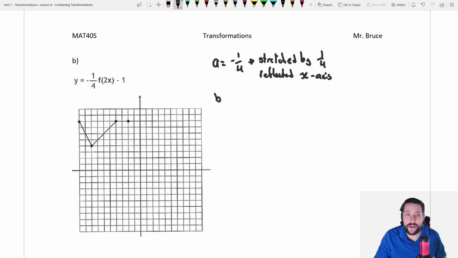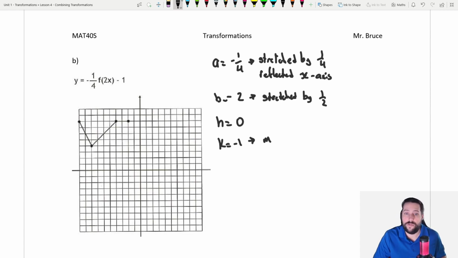We do have a b value. B value is 2, so it'll be stretched by 1 over 2. We have no h, so nothing happens there. So there's no horizontal shift left or right. We have a k value of negative 1, which means it's going to be moved down 1.